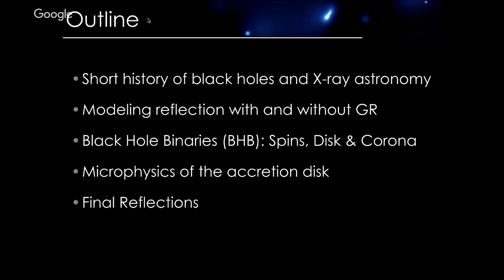So the outline of my talk is going to be a very, very short history of black holes and X-ray astronomy. They go kind of hand in hand together. And how do we model the emission and reflection of the radiation with and without GR? I'll talk about my current research on black hole binaries. These are systems where you have a black hole and a stellar companion, and how we use the models, together, of course, with observations to derive quantities about black holes, such as their angular momentum or spin.